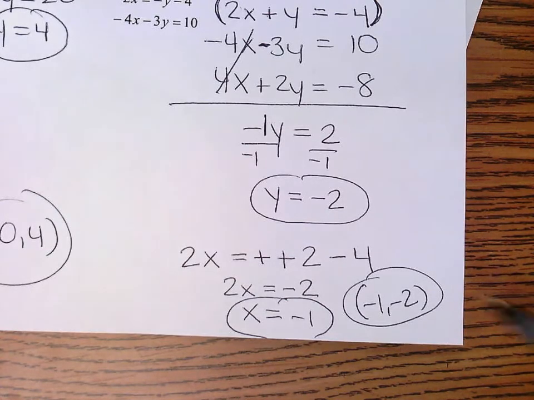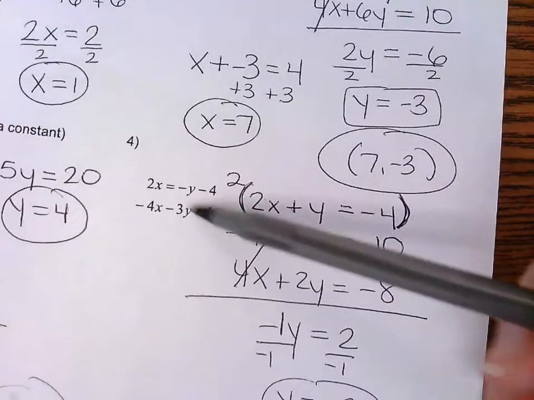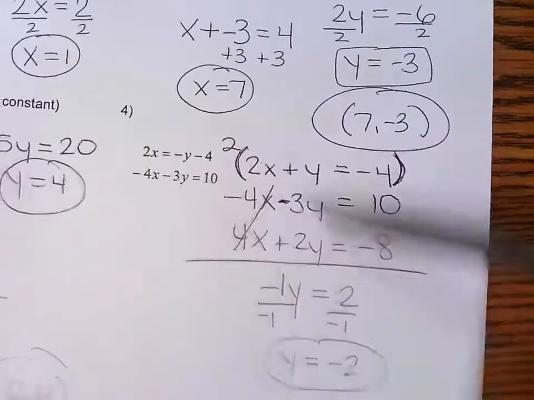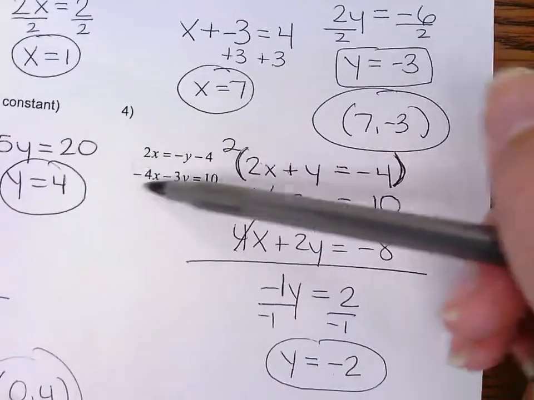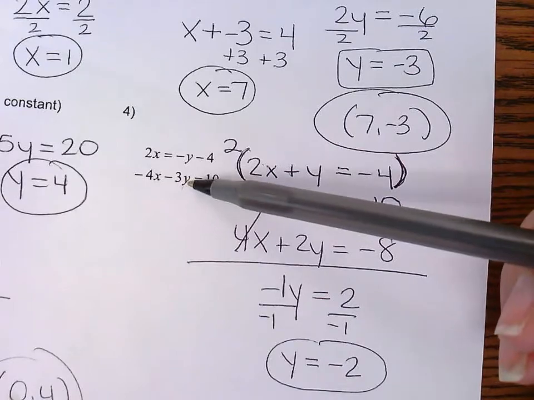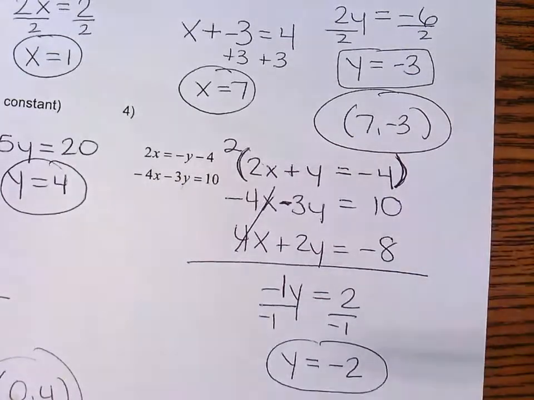And I could check it, might as well check it in this bottom equation here. If I plug in -1 here, I would get +4. If I plug in -2 here, I'd get +6, and 4 plus 6 is 10. So hopefully that was a good taste of elimination.